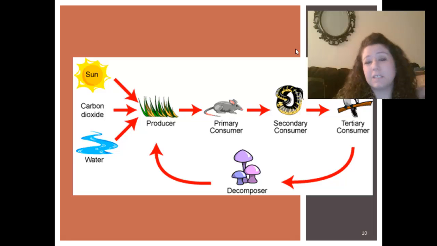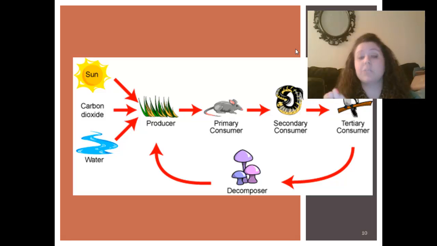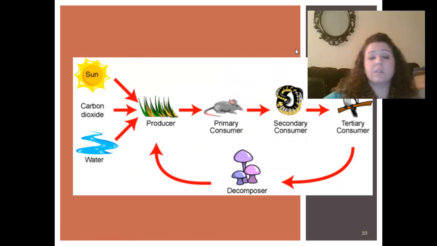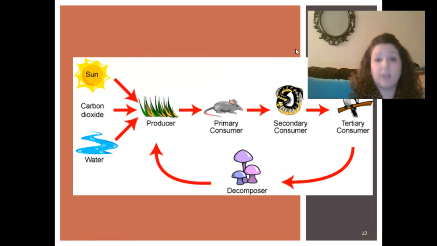The biggest misconception is that people think that the arrow shows the direction of who's eating who, but that's not true. Okay, the producer is not eating the primary consumer. The producer is giving its energy to the primary consumer. The primary consumer is giving its energy to the next consumer. Okay, so the arrows show the flow of energy.